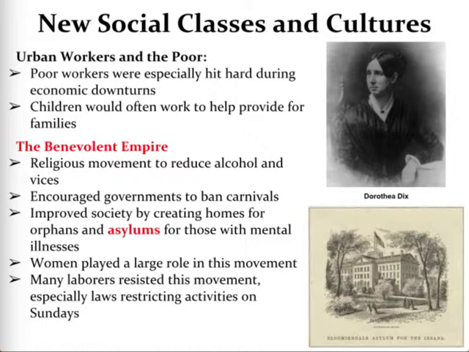Upper-class women were an important part of the benevolent empire through sponsorship of charitable organizations. Some reformers believed that one of the greatest threats to morality was the decline of the traditional Sabbath, which is Sunday. Popular resistance or indifference limited the success of the benevolent empire.